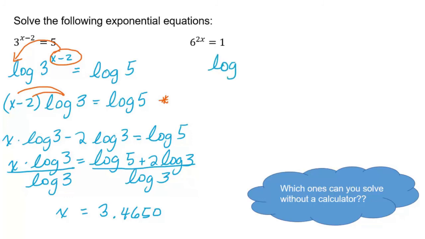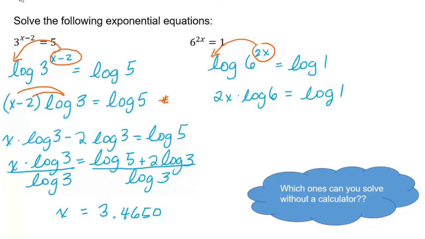So on the left, we have the logarithm of 6 to the power of 2x, and that's logarithm to the base 10. And on the right, we'll take the logarithm of 1, also to the base 10. Using properties of exponents, we'll take our power and turn it into a multiple. So we have 2x times the logarithm of 6 is equal to the logarithm of 1.